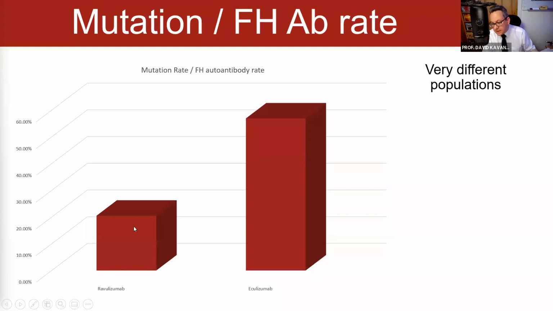This here is the proportion of patients in the ravulizumab trial with a mutation or an autoantibody. And you can see it's barely above 20%, whereas in the eculizumab trials, the mutation rate was between 50 and 60%, which is what you see in most characterized cohorts of atypical aHUS patients. So the difference you see between the ravulizumab and eculizumab patients in outcome and death is also reflected in the mutation rate, where the ravulizumab population seems to have a very low mutation rate, much lower than we would expect.